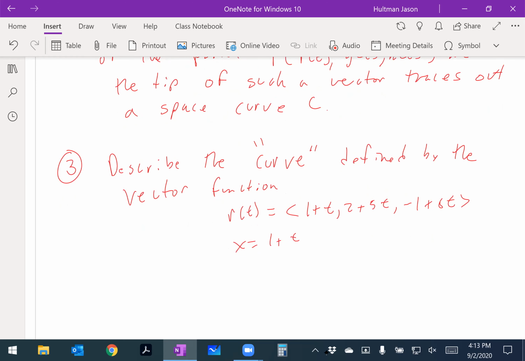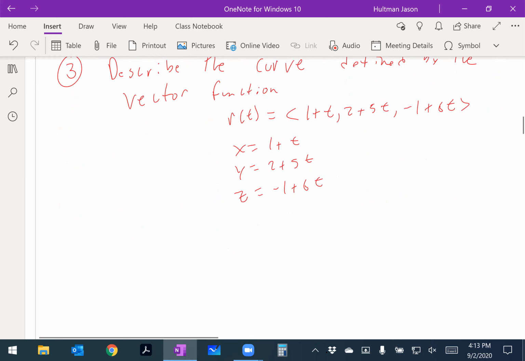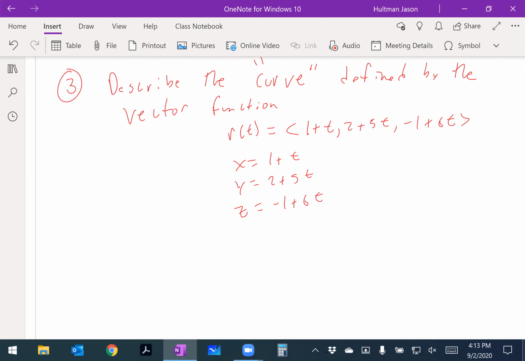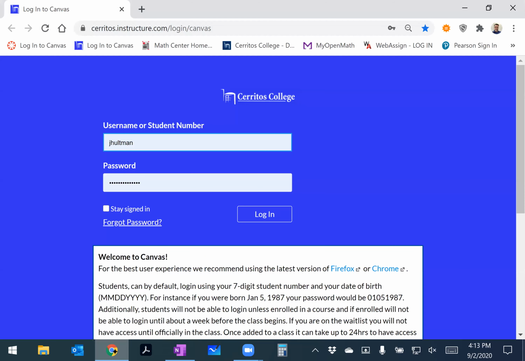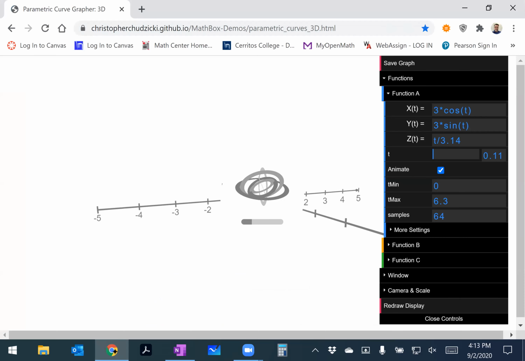x equals 1 plus t, y equals 2 plus 5t, and z equals negative 1 plus 6t. Okay, so what is this going to look like? Let's graph this thing and see what it looks like.